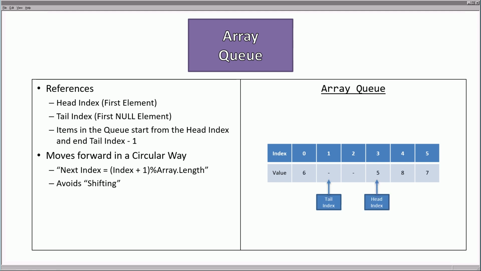Now, this can also create some weird scenarios, because the thing is, we can have the head index have a larger index value than the tail index. However, the concept is still the same. The start of the queue is right here, and we advance in a circular way until we get to the tail index.